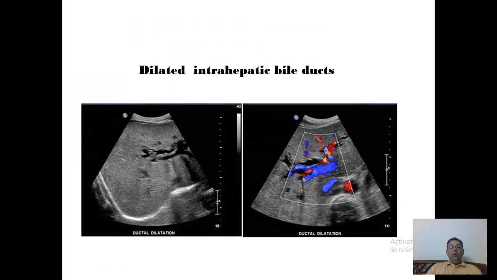Okay, and what about the intrahepatic channels? How do we know whether they are intrahepatic biliary ducts or blood vessels? So you do a Doppler ultrasound along with the normal ultrasound, and as you can see here, these red areas tell you that this is arterial blood, and these blue areas tell you that this is venous blood.